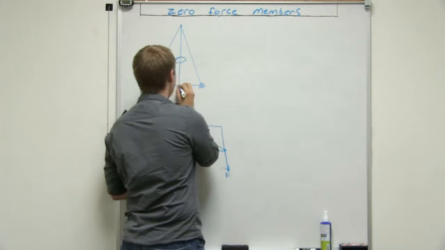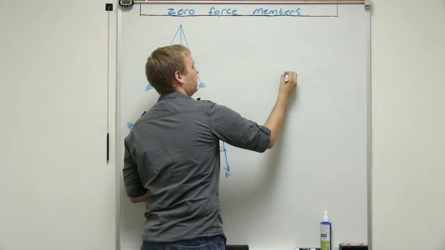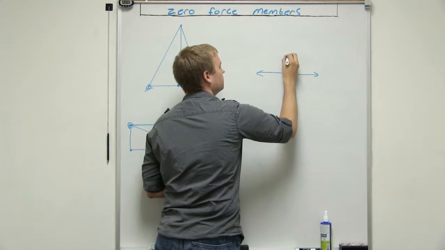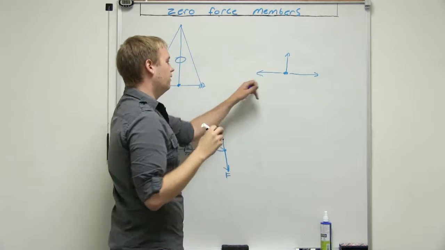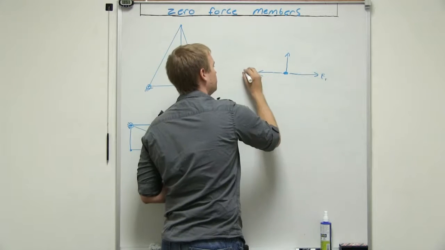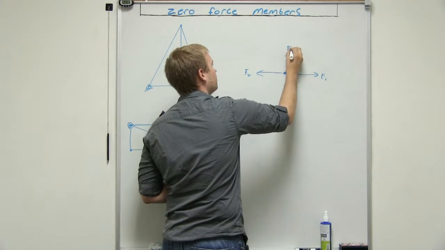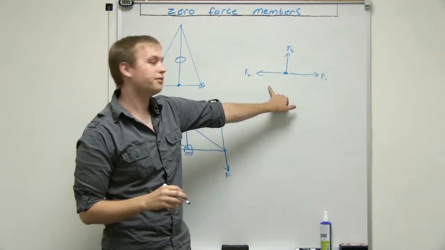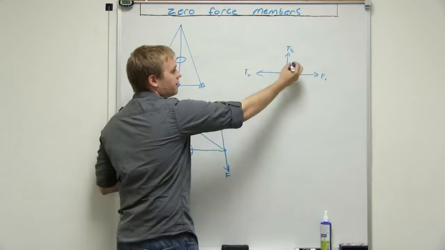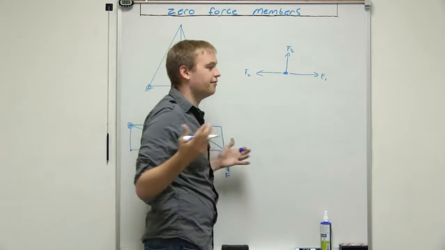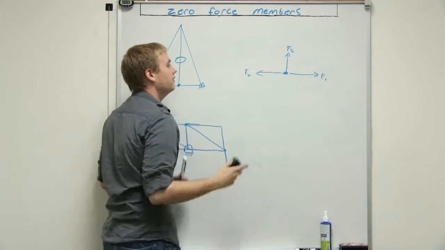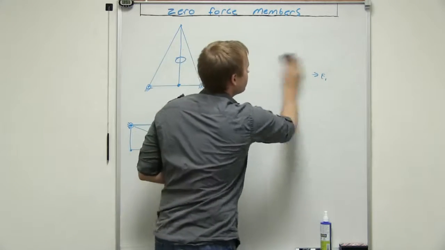So if we were to draw this point down here, our free body diagram for it would look like this. Some of the forces in the x, we would have, let's call this force 1, force 2, and force 3. For the sum of the forces in the x for this problem, we would have F1 minus F2 equals 0. For the sum of the forces in the y for this problem, we would have F3 equals 0. So that is a quick explanation as to why those are always zero force members.